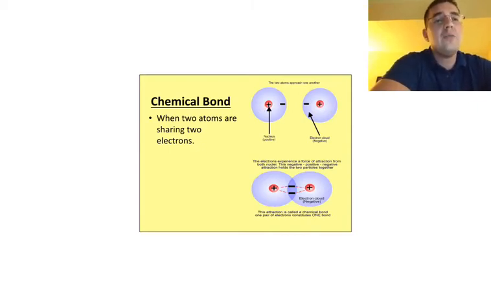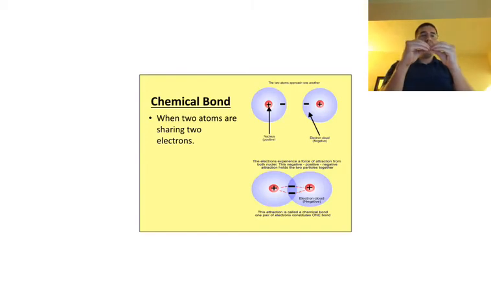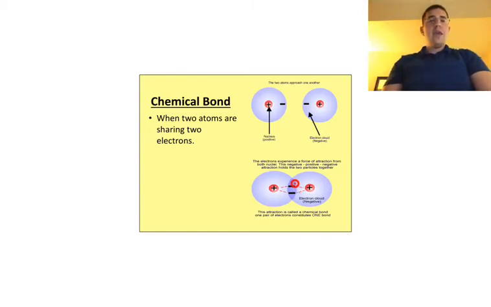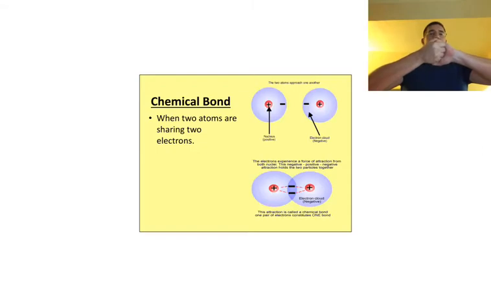Now, when these 2 atoms, okay, they get close in proximity, their orbitals are going to overlap, okay, and they're going to share electrons. They make a strong connection, which is called the chemical bond. This is a very important concept for you to note. If you have any questions about this concept, make sure you let me know. I want you to understand this.